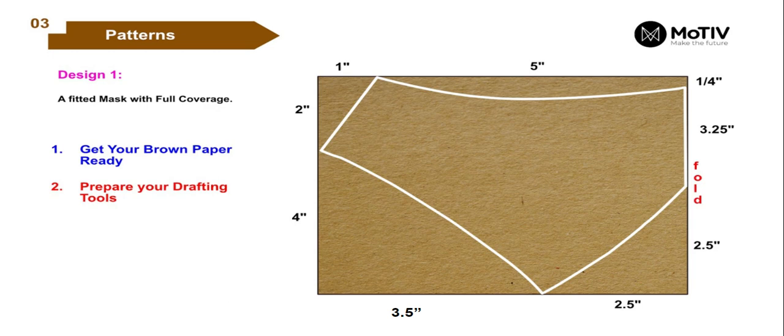Okay, I was saying, when you're working with your pattern paper, you need to demarcate a perimeter, and this perimeter is 6 inches by 6 inches. So from this point up to this point, it's 6 inches, and also from this point up to that point, it's 6 inches.